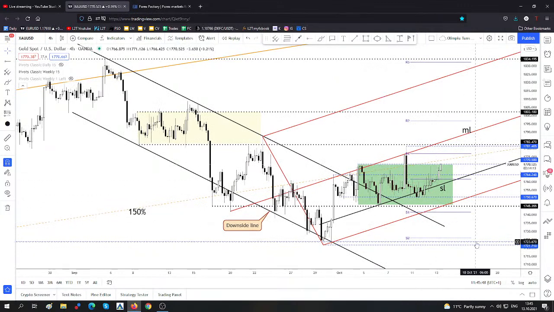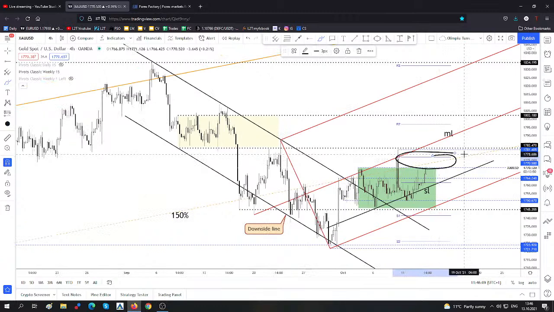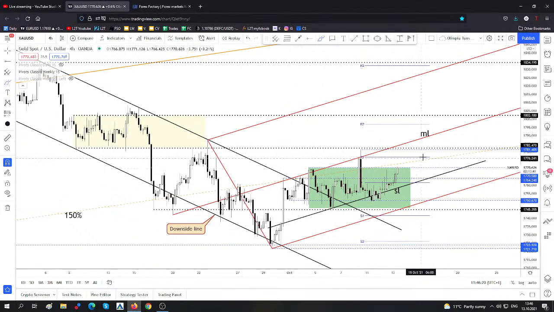It challenges 1770.58 as expected after its failure here to stabilize below the inside sliding parallel line of the ascending pitchfork. But I told you, we also have a resistance area zone here, because we have this 150% Fibonacci line, we have the weekly R1 here, 1777.11, also this former high. But as long as the dollar index continues to drop, the price of gold could increase.